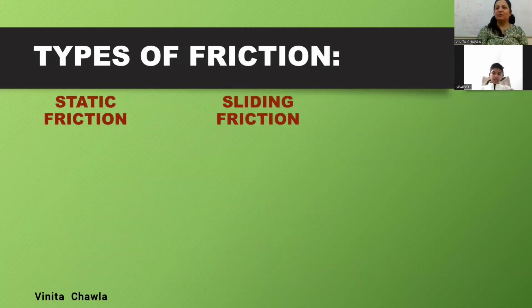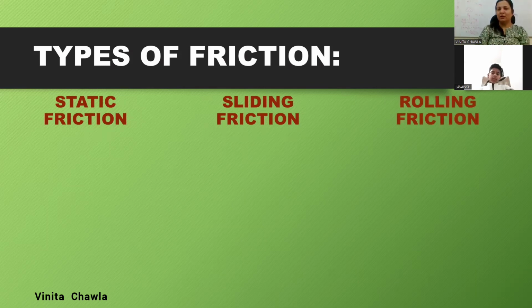And sliding friction. Now, what do you think of sliding friction? Sliding, something like this. When we slide, this is sliding. So when one object slides over the surface of another, then the frictional force which arises is called sliding friction.